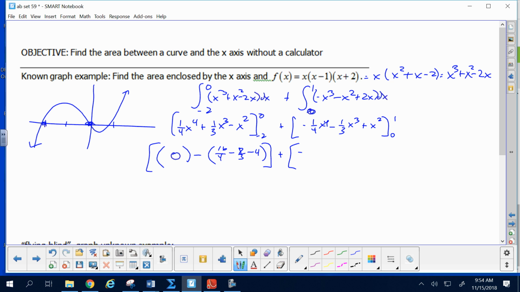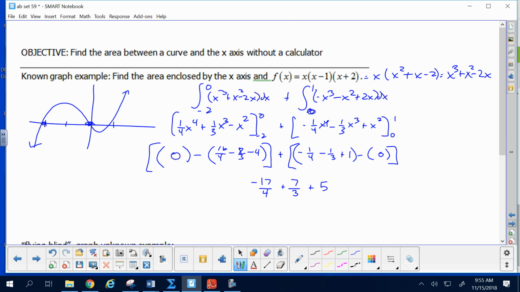If you go to 1, you have negative 1/4 minus 1/3 plus 1 minus a bunch of zeros. Cool. In terms of the fourths total, negative 16/4 minus 1/4 is negative 17/4. 8/3 minus 1/3 is 7/3. And 4 plus 1 is 5.